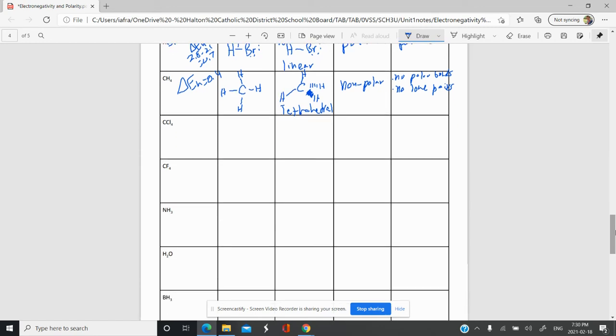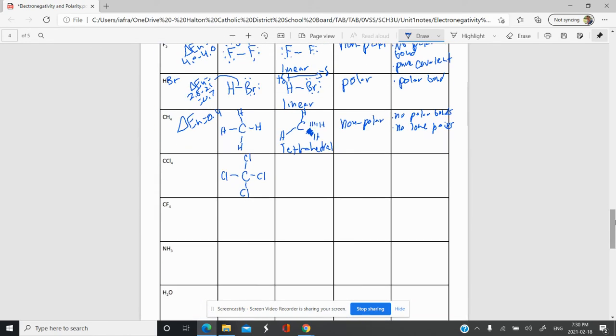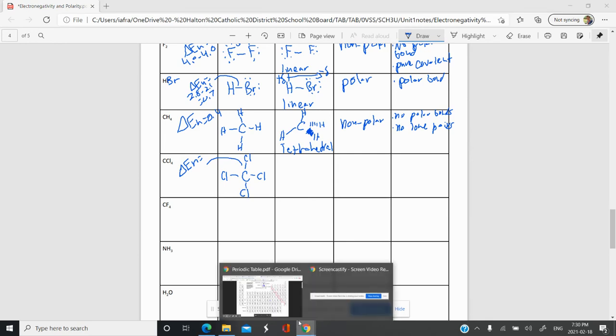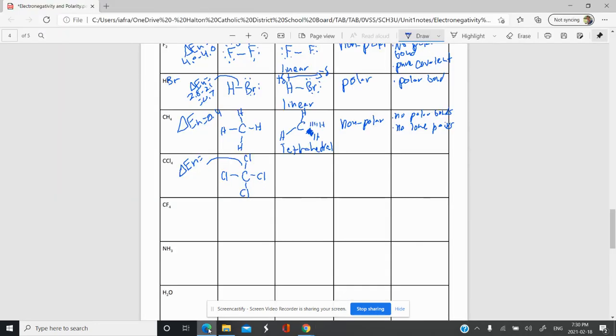Now let's try CCl4. So let's draw its Lewis dot structure. Let's go ask some questions. Are there polar bonds? Well, if we calculate the delta EN, we have C and Cl. So Cl is 3, C is 2.5. So we have 3.0 minus 2.5, which is 0.5. And that means there are polar bonds. Yes, there are polar bonds.